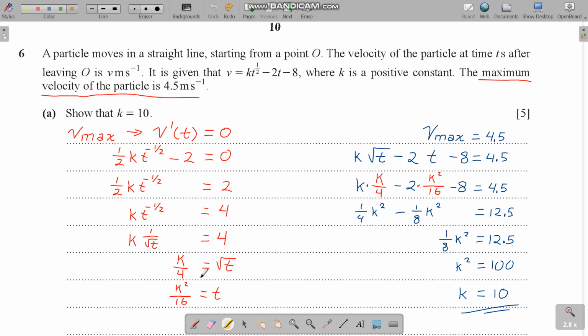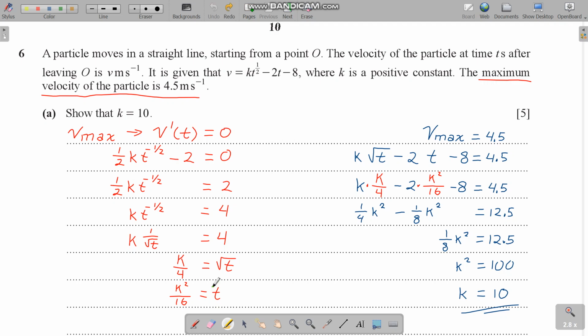Add 2 to both sides. Multiply both sides by 2. And then to the power of negative 1/2 means 1 over square root of t. And then we can divide both sides by 4. And we can multiply both sides by root t. So basically we swap here. And we can square both sides to get the t.